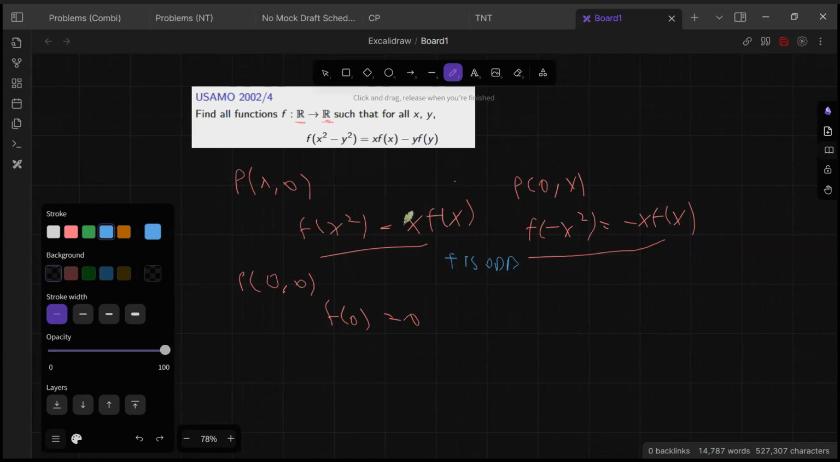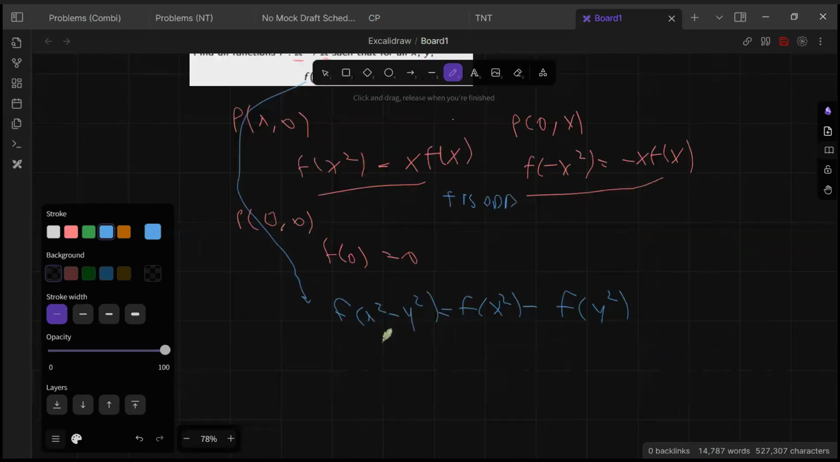So we should try to make one of the functions the same. Wait, don't we have Cauchy's now? Yeah, exactly. So what I'm saying is f of x squared minus y squared, we get that this is f of x squared minus f of y squared, and this is kind of like Cauchy's, right? Cauchy, yeah. This is kind of like Cauchy's.